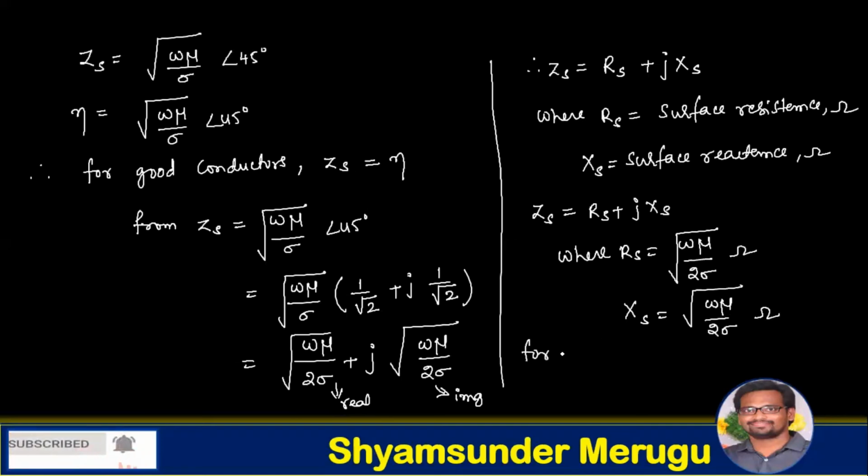So for thick conductors, the surface resistance will be equal to the surface reactance. Here we can also write the surface resistance in terms of the depth of penetration. Rs stands for surface resistance and delta stands for depth of penetration, or we also call this one skin depth.